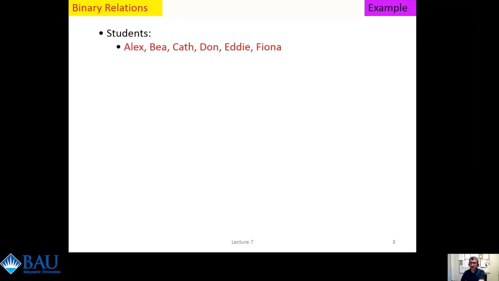Talking about an example, we have many students in the first set: Alex, B, Kat, Don, Eddie, Fiona. And the second set is a subject. Let us call it course. And these are codes of the courses: IP1, FP1, AF2. These are codes of the courses. For example, like our course, we call it Mat2033, meaning discrete mathematics. That's a code, just representing this course.